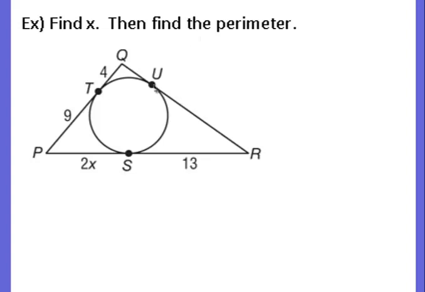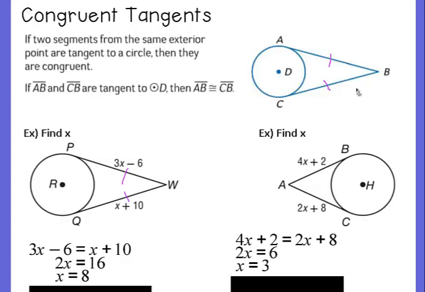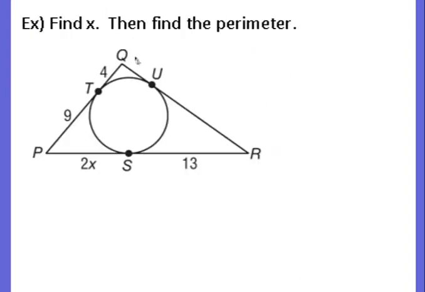And then last but not least, this is an application of that rule that we just learned about congruent tangents. So we have a triangle, but really this triangle is just created by a lot of different congruent tangents. So if you notice right here, TQ and QU are both tangents. They meet at point Q, so that means that they are congruent to each other. So QT and QU are both going to be 4. So QU is 4.